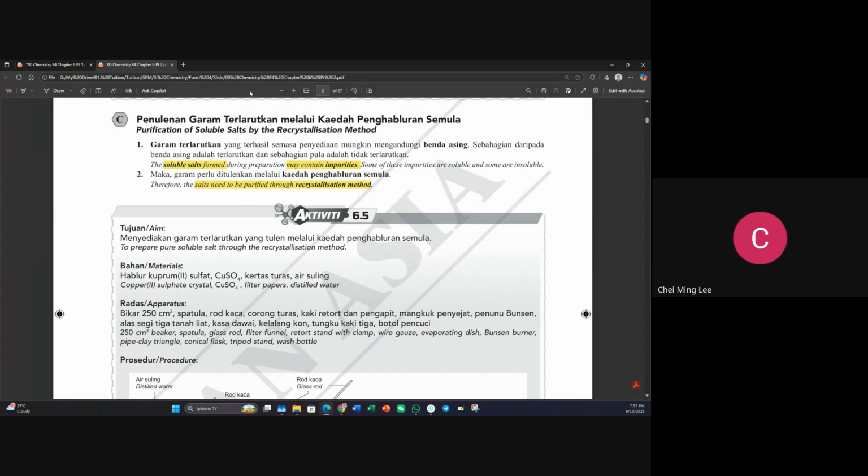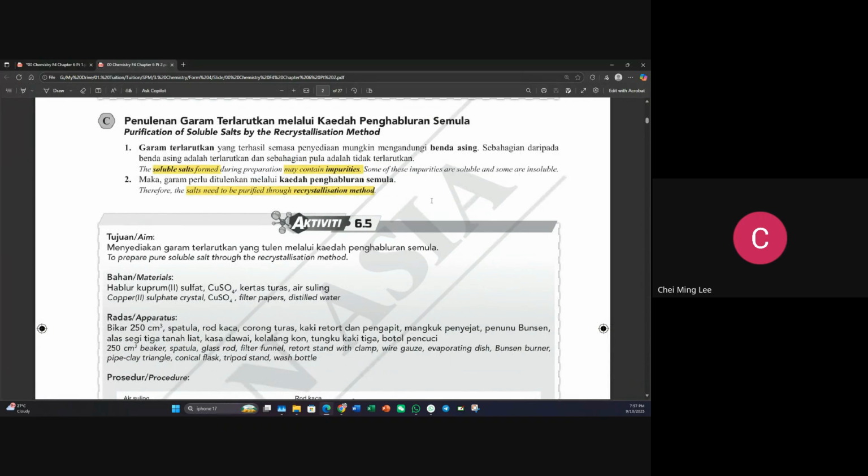Okay, so now let's see the next one. Purification by using the recrystallization method. Because the soluble salt formed during the preparation may contain impurities. Some of these impurities might be soluble or insoluble. Therefore, we need to purify it by using the recrystallization method.